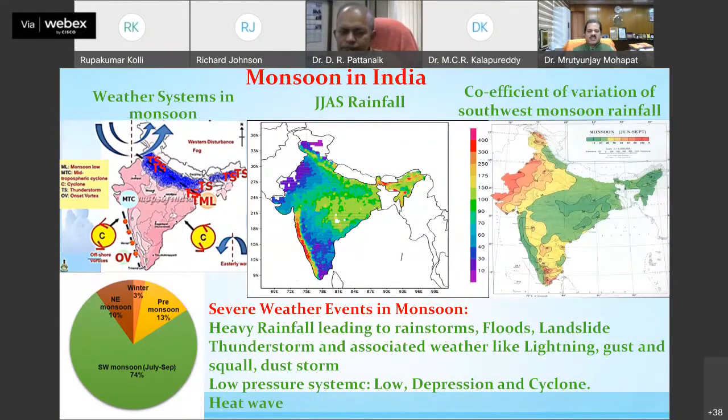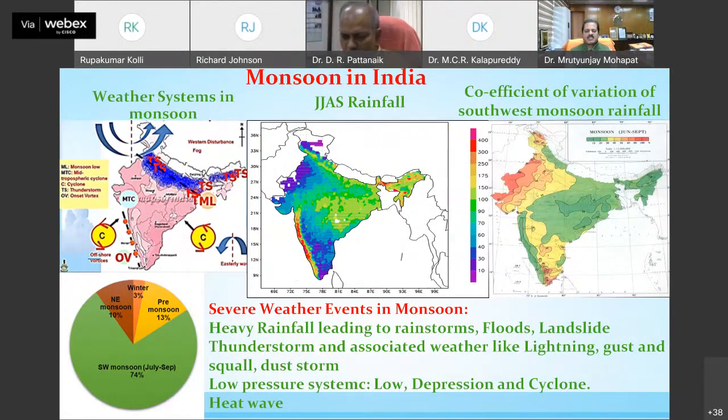So you know that the southwest monsoon is a predominant weather system affecting all socio-economic activity in the region. The southwest monsoon starts in the month of May and continues till the middle of October. During this period, as the monsoon intensifies gradually and moves towards the north, we encounter a number of severe weather events. Top among them, we experience heavy rainfall, leading to floods and landslides in different parts of the country and this region.